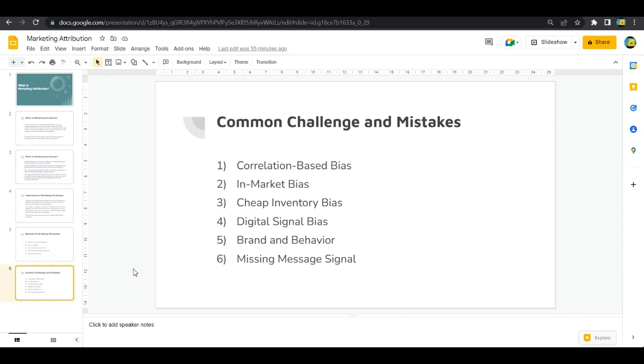So with that, we are at the end of this lesson. Just an introduction to what marketing attribution is. We'll be looking into more details in the upcoming videos, like attribution in the marketplace, the different attribution models, and so on.